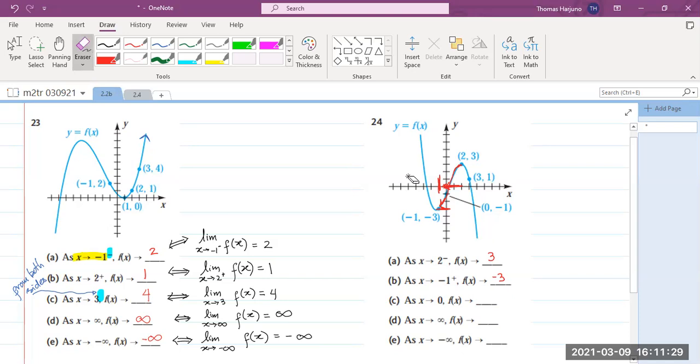Okay. How about when x approaching 0 from both sides? So this is x equals 0 here, right? When you approach from the left-hand side, the value of y approaches negative 1. When you approach from the right-hand side, the value of the function also approaches negative 1. So this is equal to negative 1.